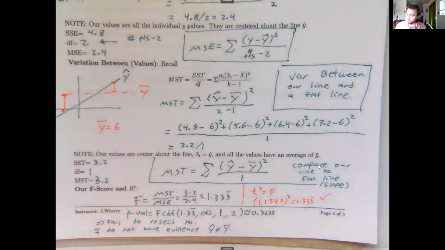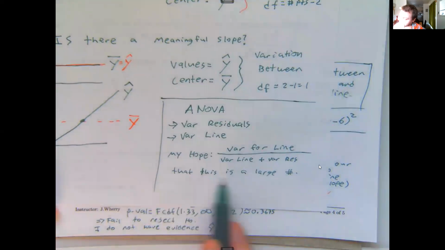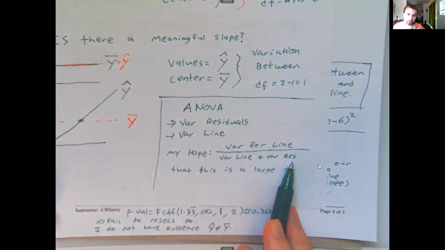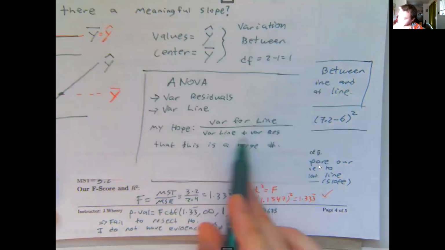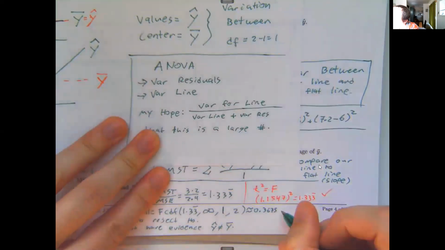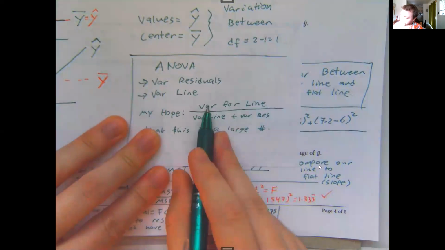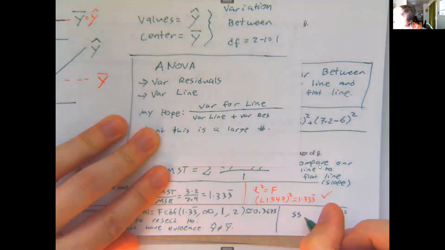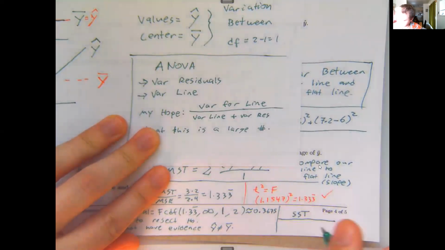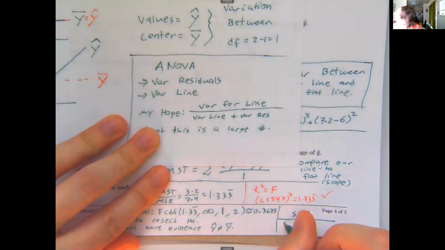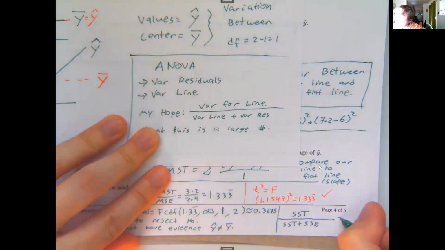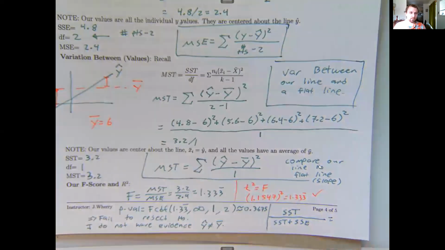Now, the other component back on this first page here was my other hope was ideally most of the variation was coming from the line instead of having variation come from these residuals. So let's try to figure out what's going on with this number. I'm going to take the variation for the line, my SS for my T's, and the variation from the residuals, and I just want to see number-wise what happens when I compare these things.